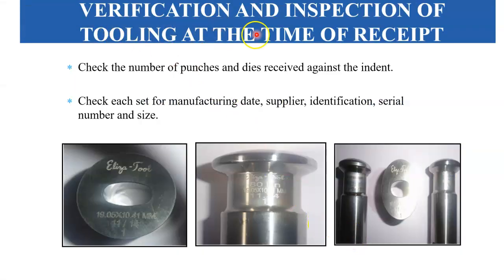Next point is verification and inspection of tooling at the time of receipt. When the tooling is received, there is a verification step. In the verification step, check the number of punches and dies received against the indent. The indent is provided by the manufacturer and the user department will check the number of punches and dies received against the indent. Then the next checkpoint is to check each set for manufacturing date, supplier, identification, serial number and size. These details are also available on punches and dies, that is manufacturer, punch size, manufacturing date, and they are cross checked with the tooling specification.